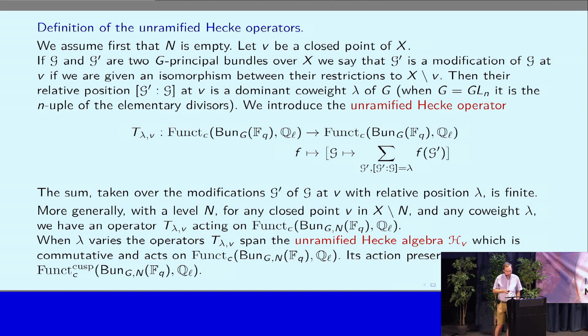More generally, with a level N, for any closed point v in X minus N and any coweight lambda, we have an operator T_lambda,v acting on automorphic forms with level N. And when lambda varies, these operators span an unramified Hecke algebra, H_v, which is commutative and acts on automorphic forms and cuspidal automorphic forms.